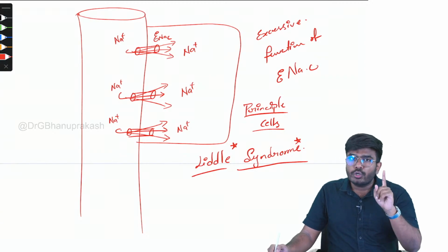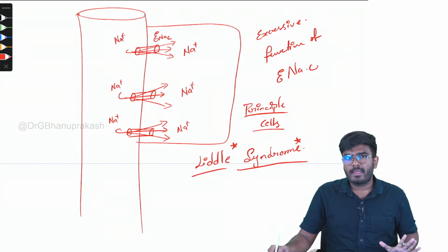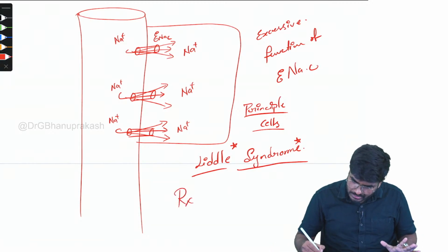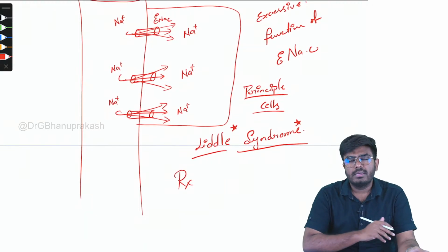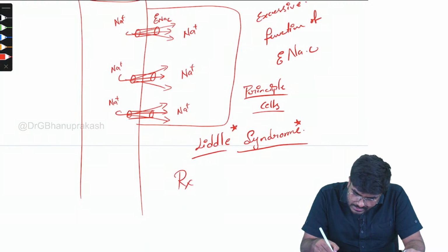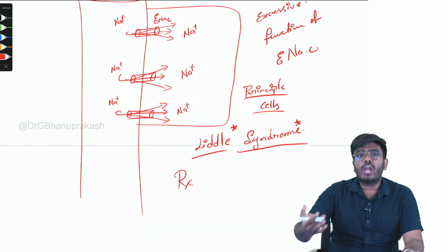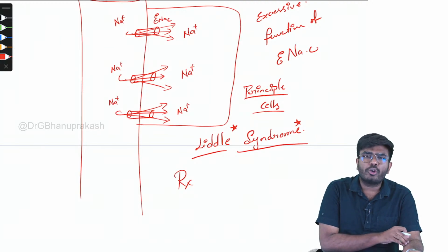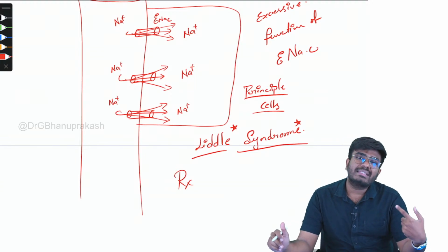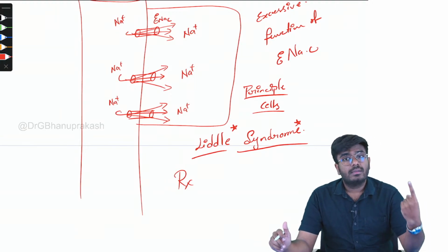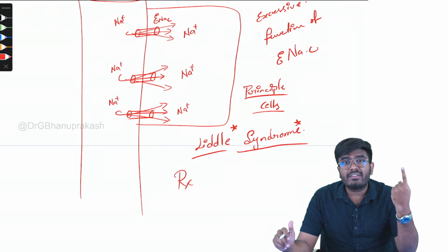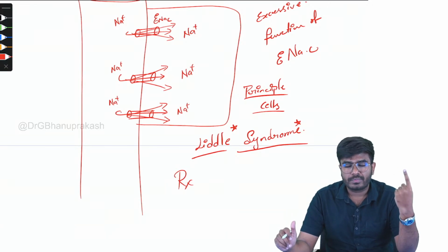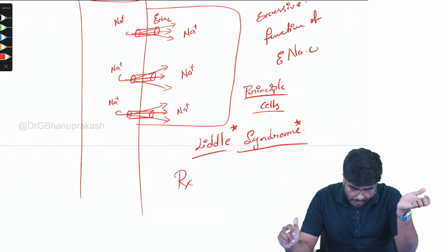Now, as a good doctor, tell me how you are going to treat this condition. How should you treat Liddle syndrome? Think logically. First of all, there is no aldosterone, so you don't need to give spironolactone. An aldosterone receptor blocker is given in conditions like adrenal adenoma, Conn syndrome, where there is more and more aldosterone. Right now there is no aldosterone. So what do you have to do?